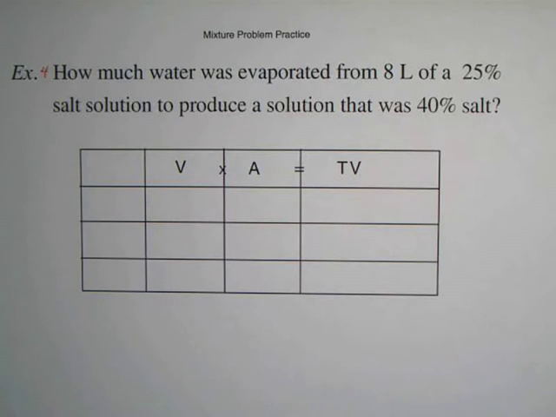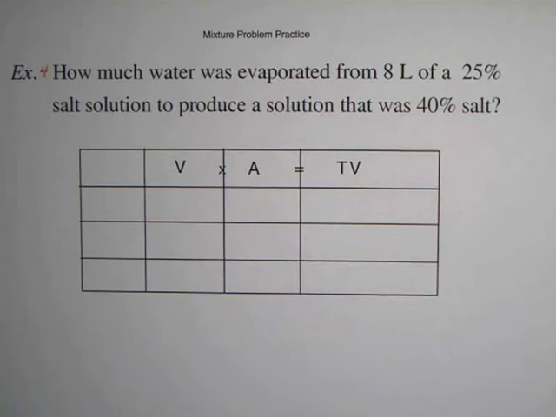Okay, another mixture problem, and this is a little bit different. This is an evaporation problem. So how much water was evaporated from 8 liters of a 25% salt solution to produce a solution that was 40% salt? So we're going to make our solution more concentrated, but not by adding more salt, but by removing some water from it. And we could cook it down a little bit.